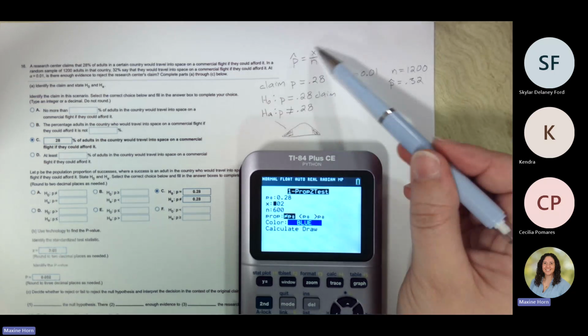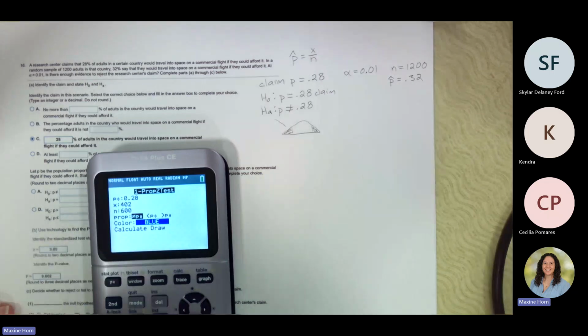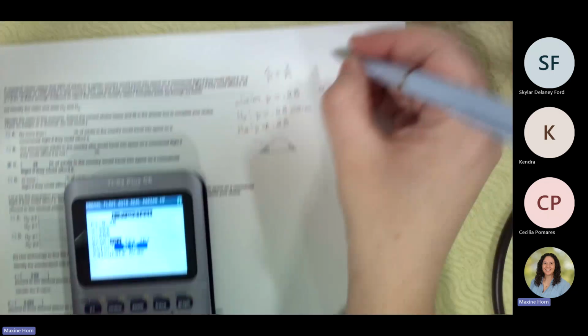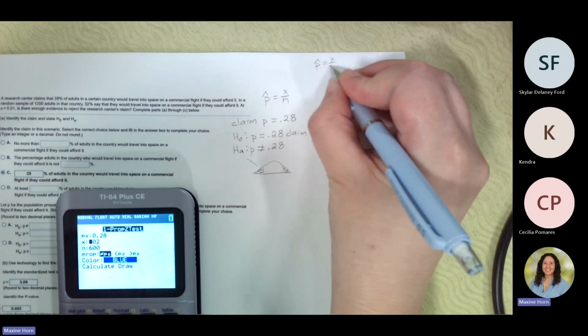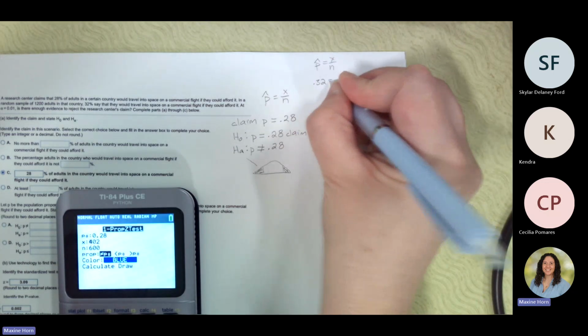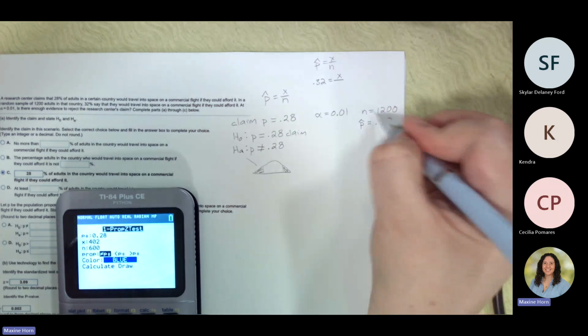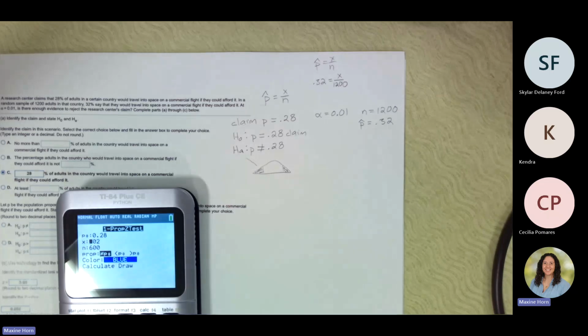Well, that's okay. We can find x. There's a couple different ways you can think about this. You can think about it algebraically, and you can say, well, if p hat equals x over n, then I have 0.32, which is p hat, equals x over n, and n is 1200. And then you can solve this equation algebraically.